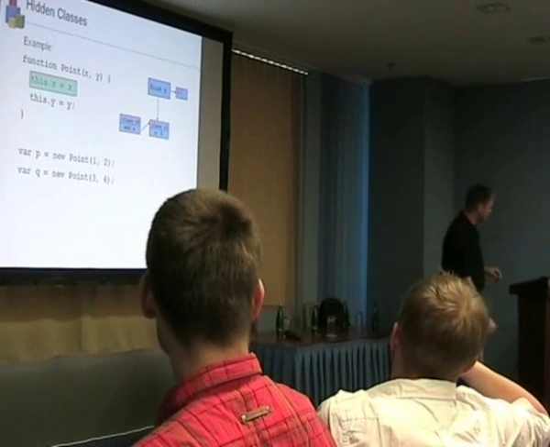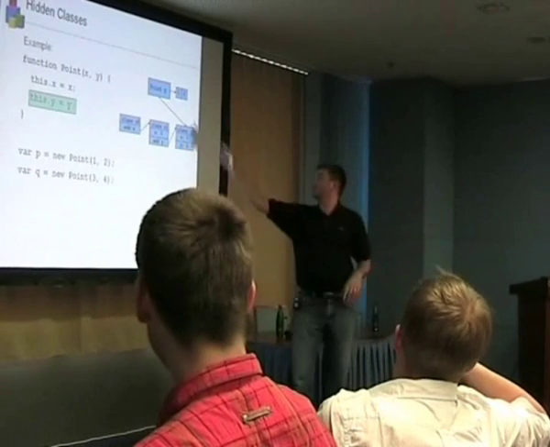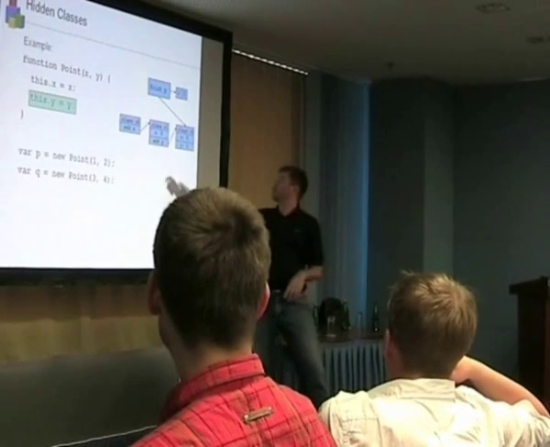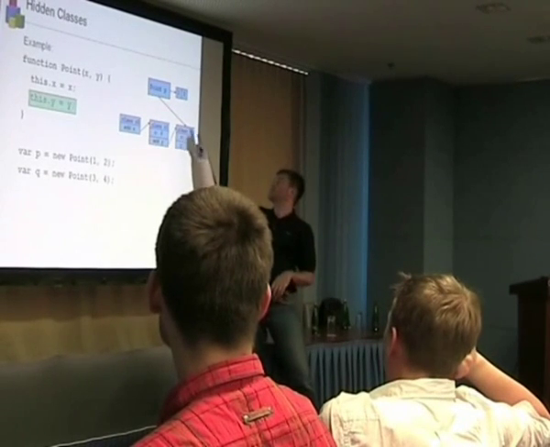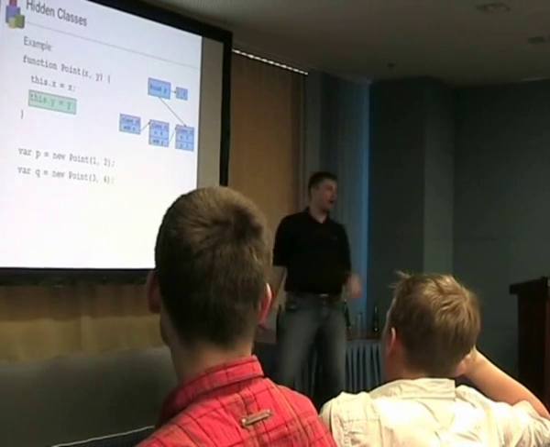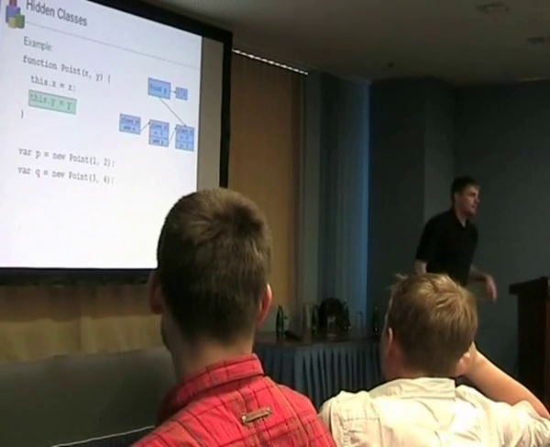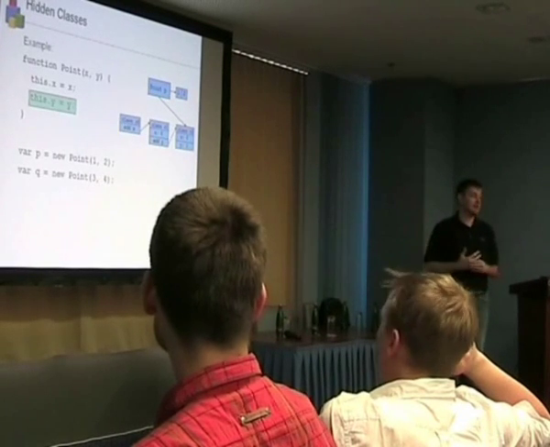When we do the same for Y, it's going to look exactly the same. We take the 2 and put it in the backing storage. We record in class C1 that if you add a Y property, you need to transition to this new class C2, which has X at offset 0 and Y at offset 1. Now I've finished the creation of my first point, and it ends up having class C2.